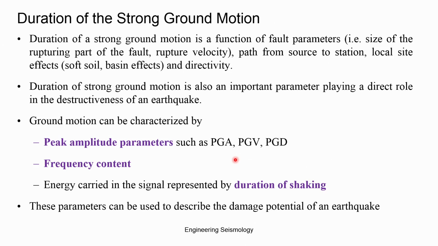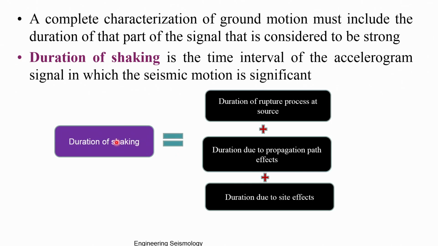The ground motion can be characterized by peak amplitude parameters, as we have seen earlier. The other is the energy carried by the signal, represented by the duration of the shaking. That duration parameter we are going to see now. A complete characterization of ground motion must include the duration of the part of the signal considered to be strong. Duration of shaking is the time interval of the acceleration signal in which the seismic motion is significant.